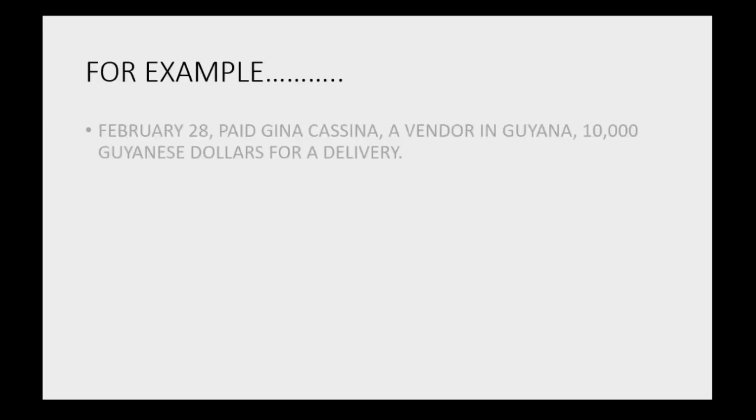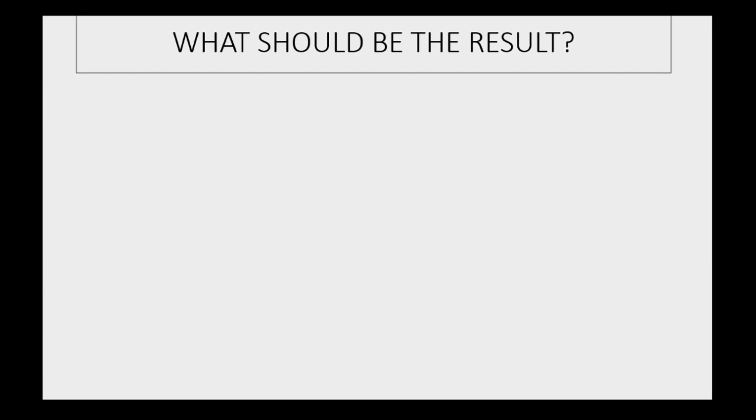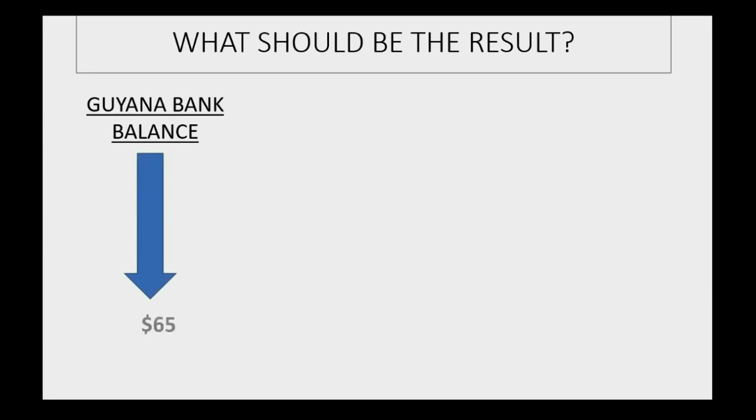For example, let's imagine on February 28, we paid Gina Casina, a vendor in Guyana, 10,000 Guyanese dollars for a delivery. The Guyana dollar was worth 0.008 on the day that we paid. So what should be the result? Well, the Guyana bank balance should only go down to $65 because we only have 65 US dollars worth of Guyana in that account. Okay, it should become zero, and there should be 0 units left in the account.